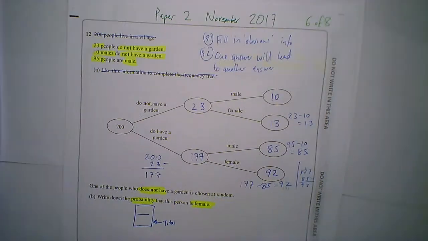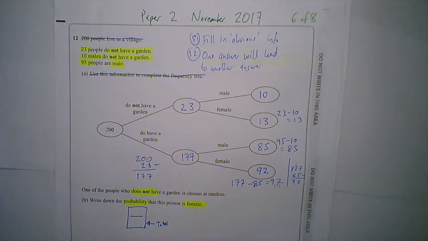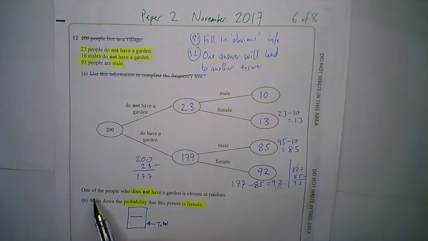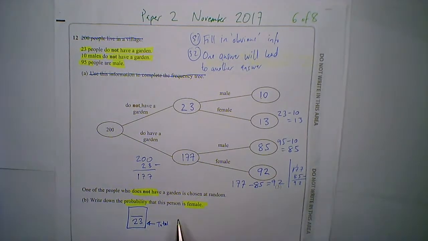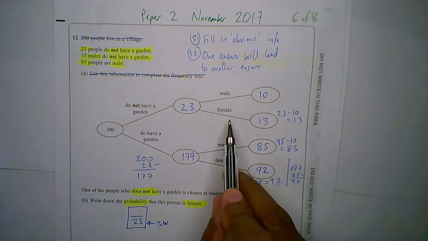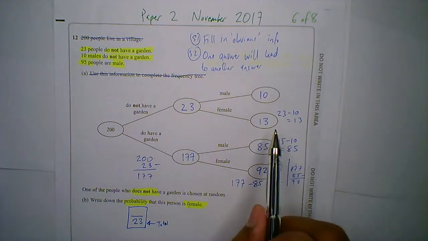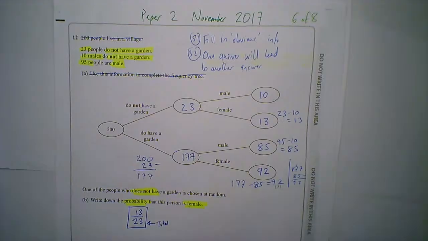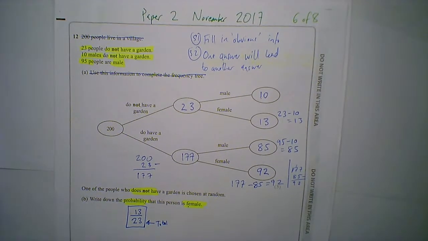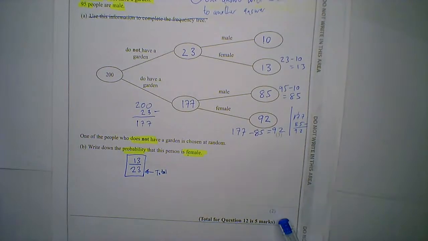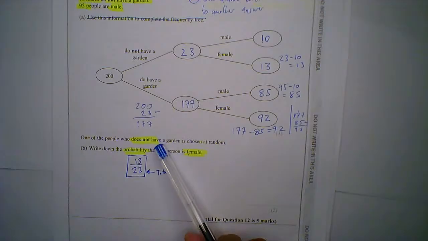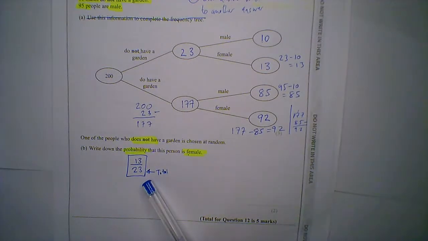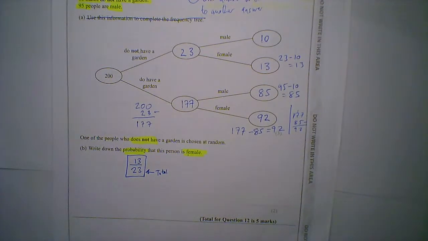Oops, camera has moved. One of the people who does not have a garden is 23. So 23 goes here. And I'm looking for female. 23 female is 13. And so this is 13 at the top. And similar to before, the earlier questions, it was worth 1 mark. But you can see we just have to be careful with that. Because of that, if we did not read this carefully, we are going to get the denominators incorrect. So that's very, very important just to be careful about that.